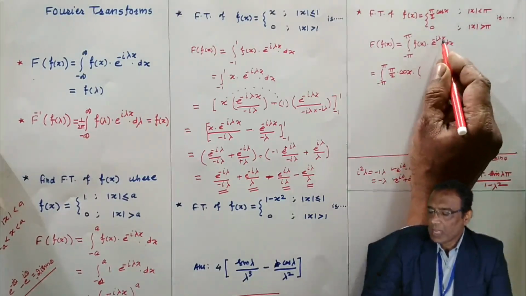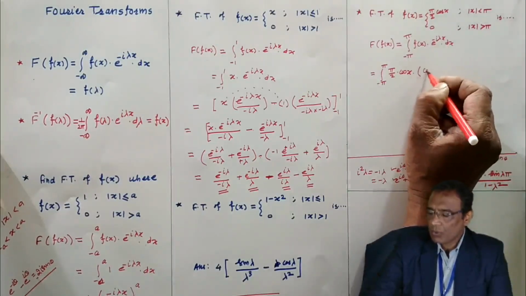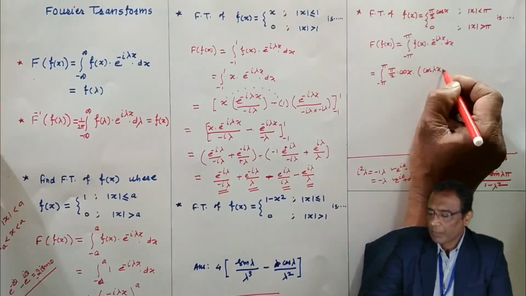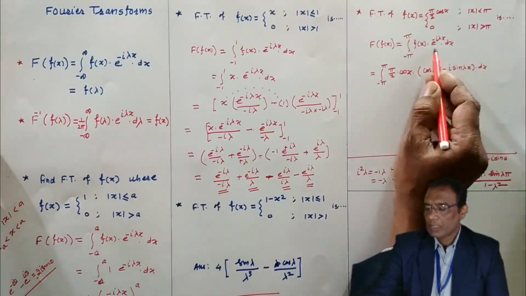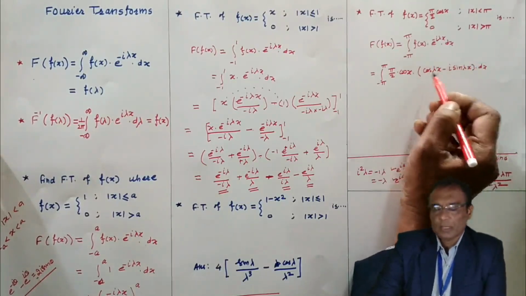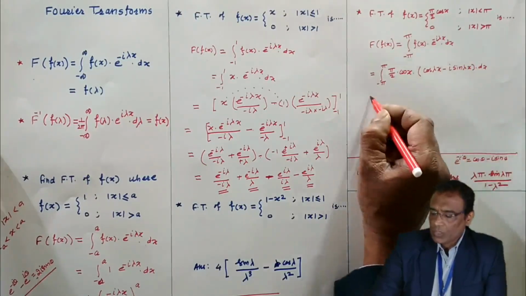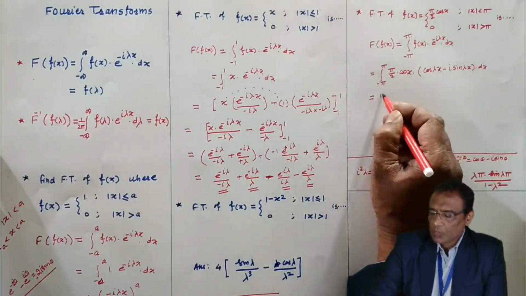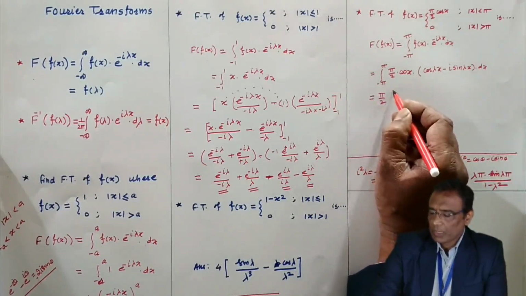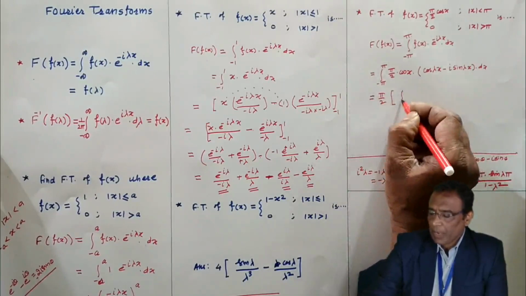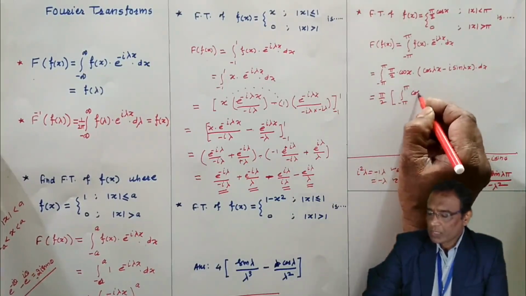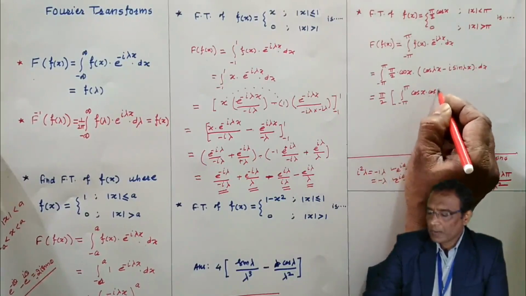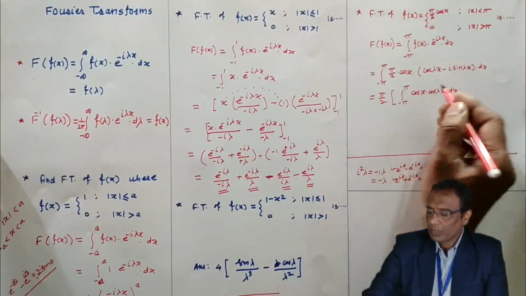The e to the power minus i lambda x is cos lambda x minus i sin lambda x. I have written this exponential function as sine and cos for the sake of integration. This pi by 2 is a multiplicative constant, you can take it outside. Minus pi to pi cos x into cos lambda x dx, I am going to distribute.